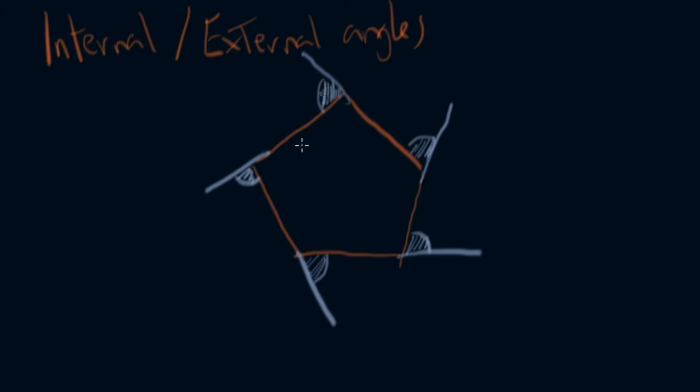Okay, so those are the external angles, those blue things. So the external is the blue stuff. And then the internal angles, the inside stuff, which I think you all know that one. So those are the internal ones. Now, pretty cool, for any kind of polygon, we can figure out what the internal and external angles are going to be.